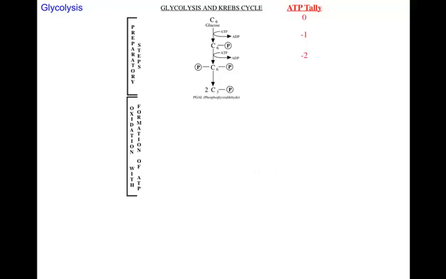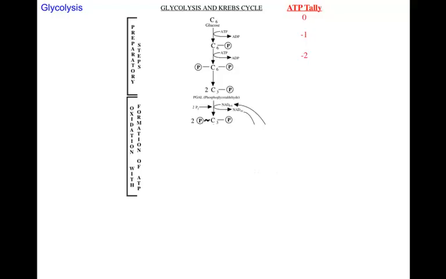Now, what you need to keep in mind is that we started with one glucose molecule that had 6 carbons, and we have to keep track of all 6 of those carbons. So for the rest of this process, we're going to keep track of both of the PGAL molecules that were made during the pump priming stages of glycolysis. So now we have to follow 2 3-carbon fragments through this process.